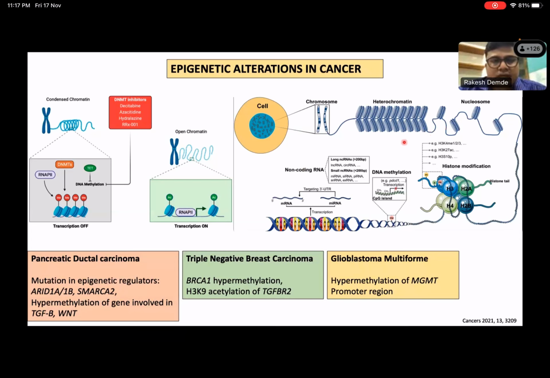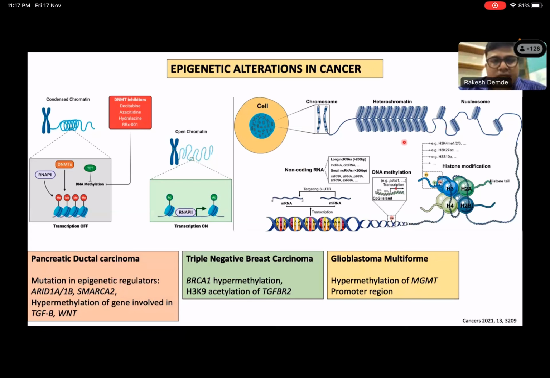So this ARID1 and SMARCA2 are the two genes which I have told you are a part of the SWI/SNF pathway. When these genes get altered, there will be a lot of opening, or unwinding, of this DNA strand. Okay, and the transcription factor will come and bind with this opened or unwound DNA strand. So there will be a lot of transcription, and downstream a lot of proliferation. Okay, so you can get epigenetic regulator mutation in pancreatic ductal carcinoma of the SWI/SNF pathway.